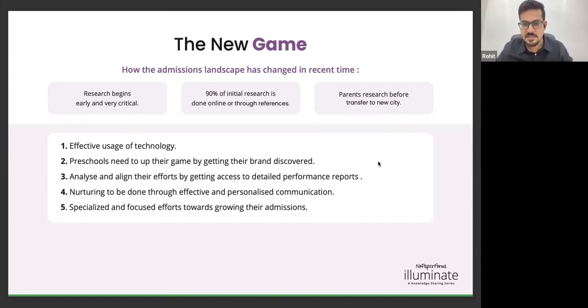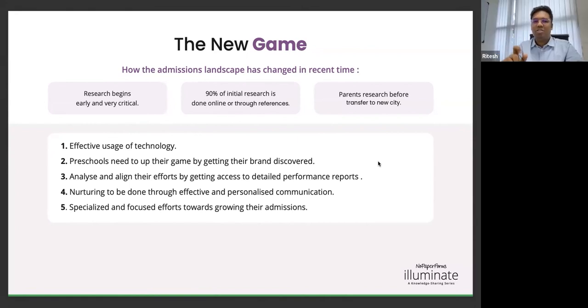Most of these processes, previously people used to go to a school, read about it in the newspaper or speak to the school authorities. Yes, people are still doing it, but 90% of the work has already been done. The mind share has already been taken away. So if you're still waiting for that parent to come down and you will influence that decision, you are just working on the 10%, whereas the 90% research has already been done online. Preschools, so I'd say effective use of technology.